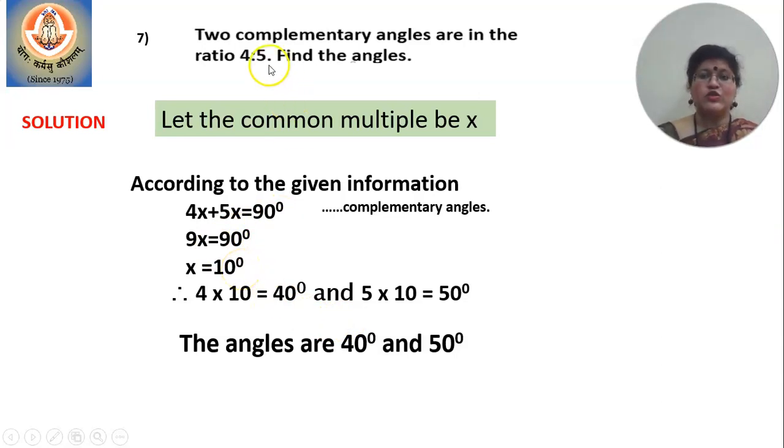But here they have not asked you the value of x, they have asked you find the angles. So the angles will be 4x, that is 4 into 10, which is 40, and 5x, 5 into 10, that is 50. And when you add these two angles, you get the total as 90 degree. Okay, and when you take out the ratio 40:50, you get 4:5. So students, I hope you have understood how to solve problems based on complementary, supplementary angles. Okay, we will look at few more.